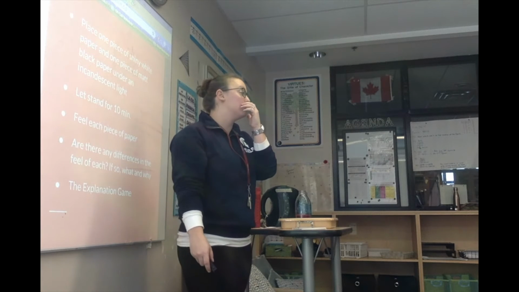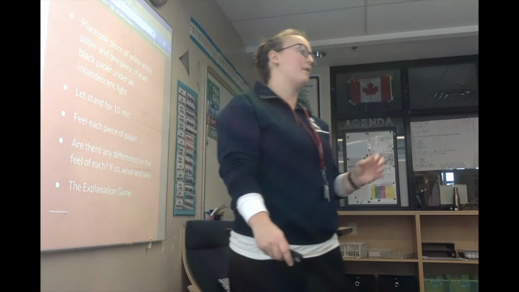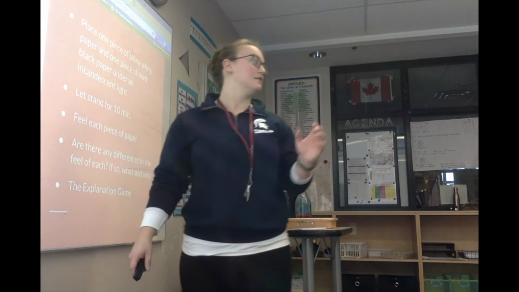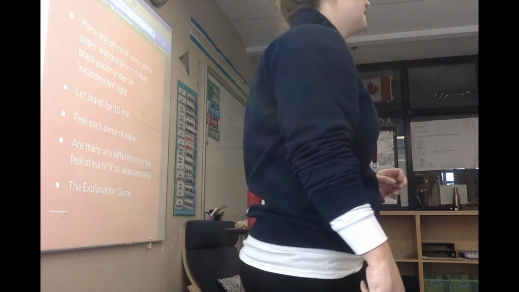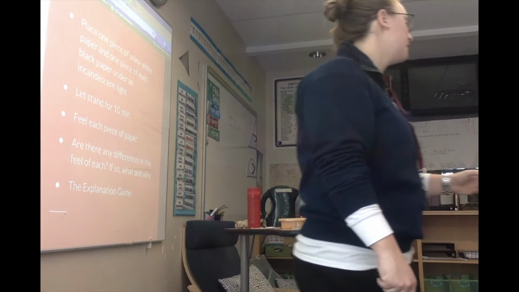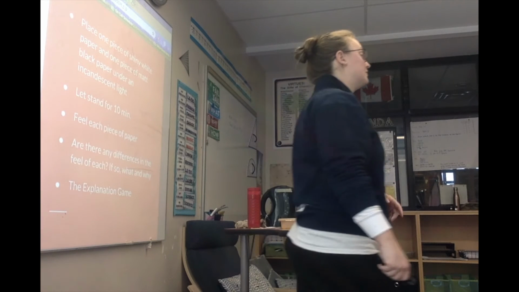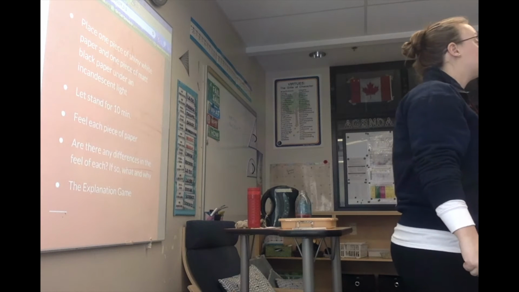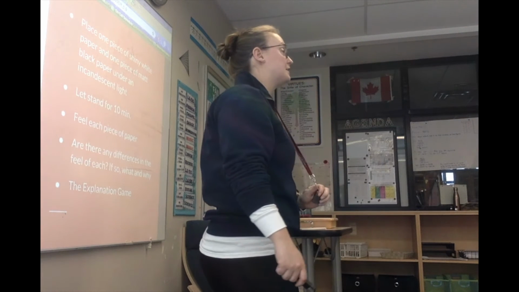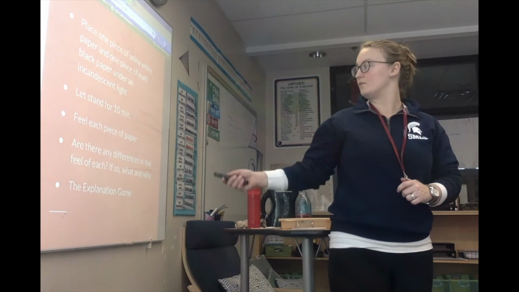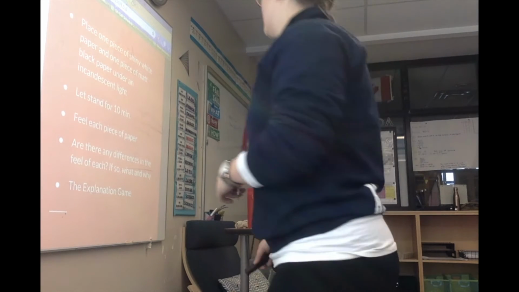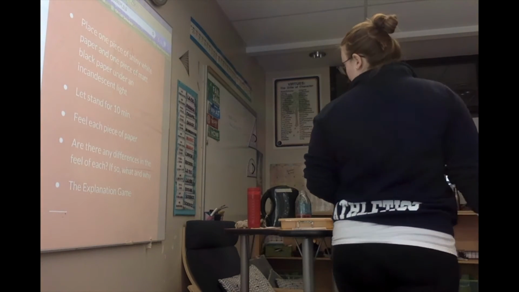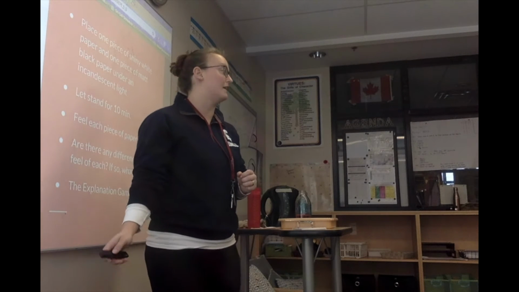Now, experiment 2, I'm going to send you up table by table. This experiment's called black and white. I've had 2 pieces of paper under a very hot lamp for the past 10 minutes or so. In your tables, I'm going to send you to the lamp to feel the white and the black piece of paper. And again, you're going to do the explanation game. So, you're going to ask yourself, are there any differences in the feel of each? Why do you think that is? What's going on there and why do you think it is that way?